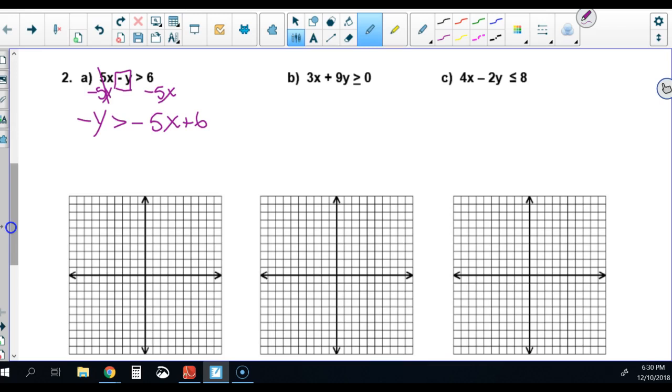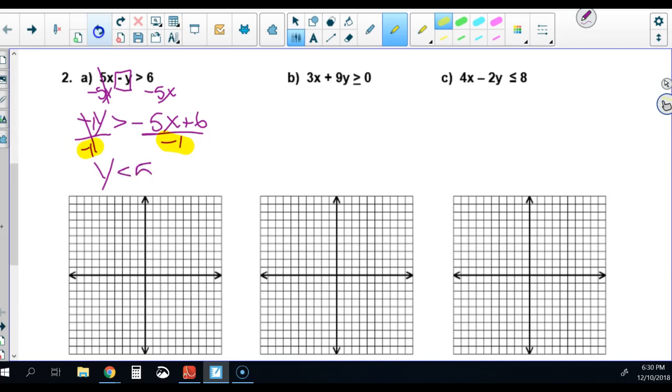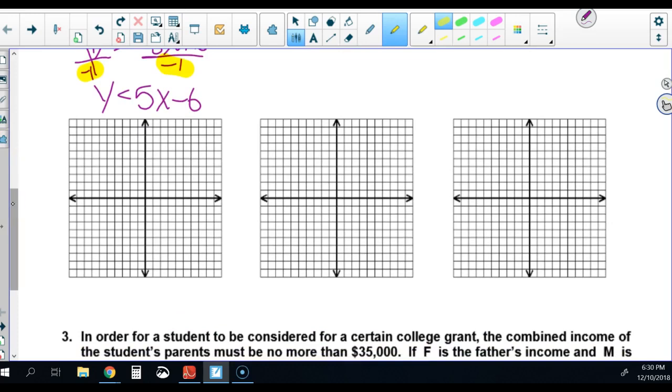I don't want negative y, I want positive y. So I need to get rid of this negative 1 here. Divide by negative 1. That gives me y is... anytime you divide by negative 1, or any negative number, you have to flip your inequality around. Greater than becomes a less than, positive 5x minus 6. So now we have our equation, we can go ahead and graph it.